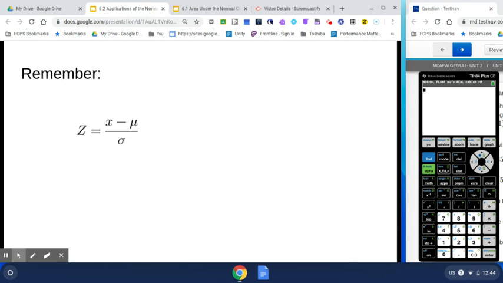So before we begin, let's first remember the z-score formula. It states z equals x minus mu divided by sigma. In other words, we take the data value minus the mean and divide by the standard deviation in order to find the z-score or the standard score.